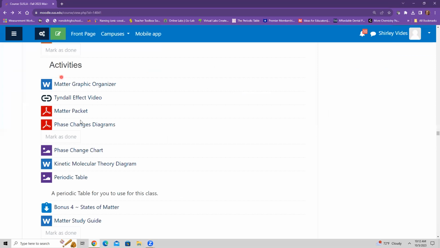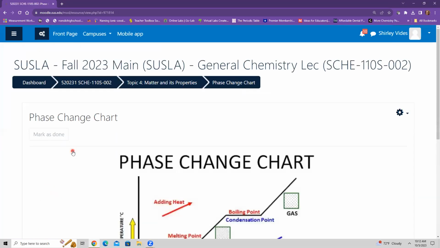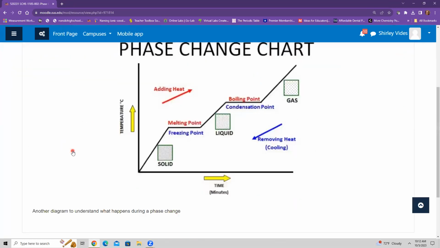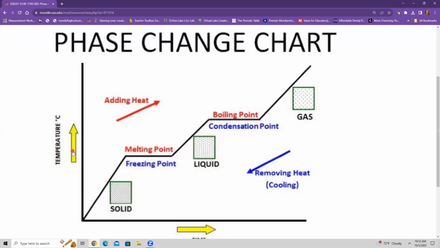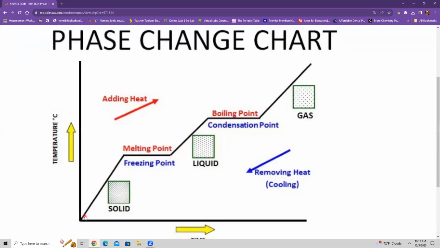All right. And this is a phase changes chart. This is a little different because the criteria that we're looking at is different. You notice we're looking at temperature and time. But the steepness of the slopes is still there. All right, so we are looking at the freezing point.